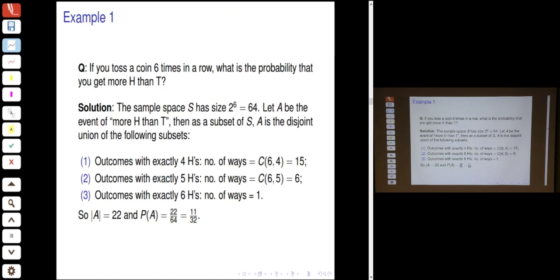So the size of A is the sum of these. So it's 15 + 6 + 1, which is 22. Now the probability of A is the size of A divided by the size of the sample space. So that gives you this number.